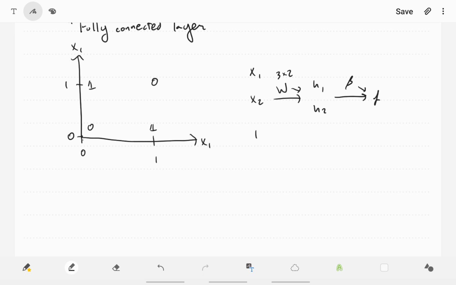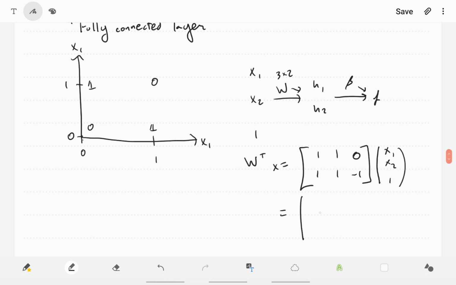Okay, so first of all, I'm just going to tell you what the W is. We're going to make W such that W transpose X is 1, 1, 1, 1, 0, minus 1. Right? And then when we apply this to x1, x2, and 1, it's going to give us x1 plus x2 and x1 plus x2 minus 1.